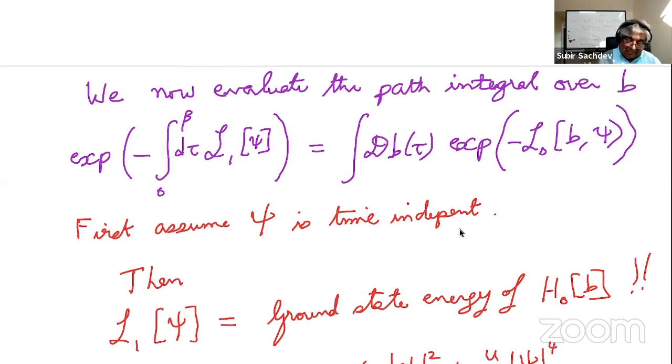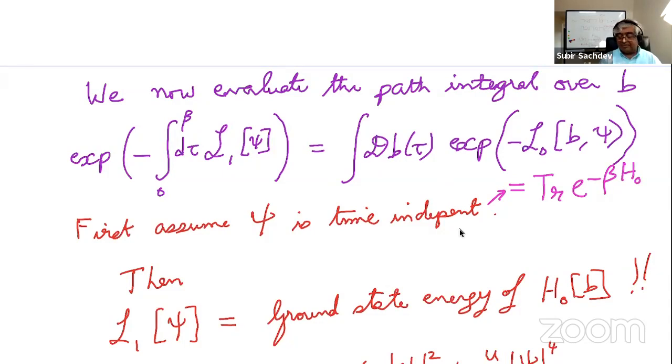What is the path integral? Well, that's just the trace of some Hamiltonian. This thing is precisely equal to, let me write it in a different way, this thing, different color. This thing is equal to, for time independent psi only, trace e to the minus beta h naught.